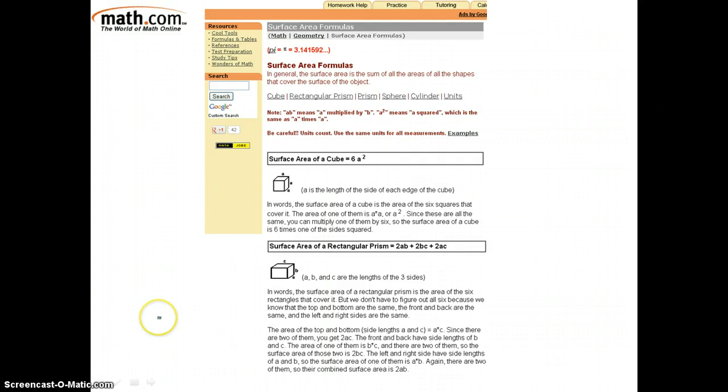Alright, so here is a screen print from math.com, and if you look at it, here is the surface area of a cube, just so you know that I'm not making this up. It's 6 times A squared. They use A instead of S. And here is the surface area for a rectangular prism.